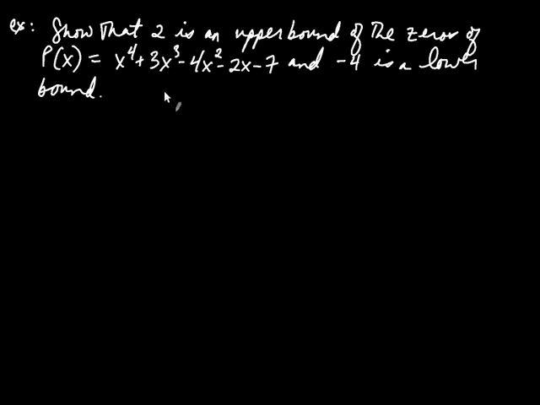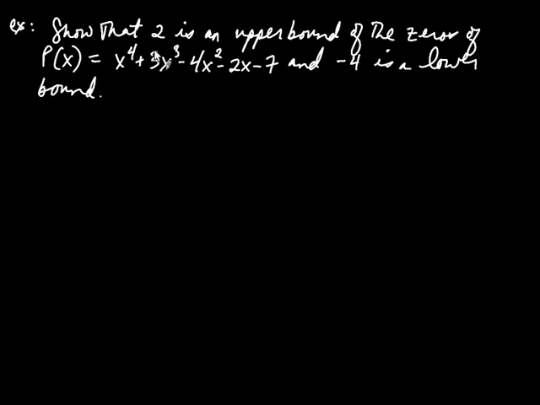So for example, let's show that 2 is an upper bound of the zeros of this polynomial, and negative 4 is a lower bound. So we want to show that 2 is an upper bound, and that negative 4 is a lower bound for the zeros of this polynomial. Now we're not showing that 2 and negative 4 are zeros. We're showing that 2 is an upper bound. That is, there aren't zeros larger than 2. And likewise, negative 4 is a lower bound. There are not zeros that are less than negative 4. Okay?